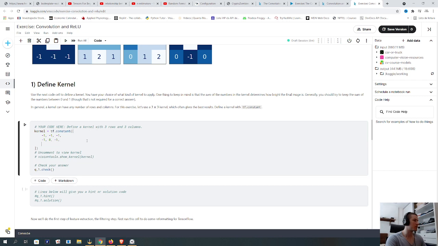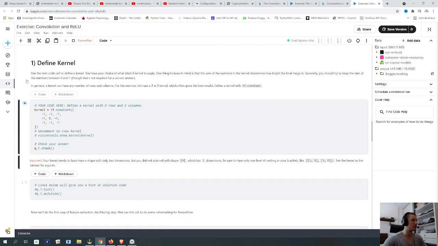And the kernel is pretty much a matrix of pixels that determines a pattern. In general, a kernel can have any number of rows and columns. For this exercise, let's use a 3 by 3 kernel, which often gives the best results. Define a kernel with tf.constant, with only 2 dimensions, but should define a kernel shape 9. So only 2.